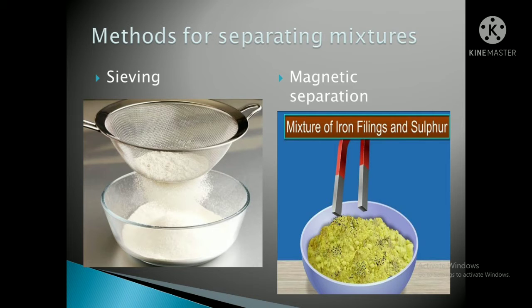Then magnetic separation: we have already talked about iron and sulfur in part 3 of the video. We talked about the iron filings and sulfur, and how they are separated. Magnetic separation is another example, where the iron filings will be attached to the magnet as the magnet comes near, and then the iron filings and sulfur get separated. Okay. Now we will study one by one some other means, to know how the separation of mixtures is done there.